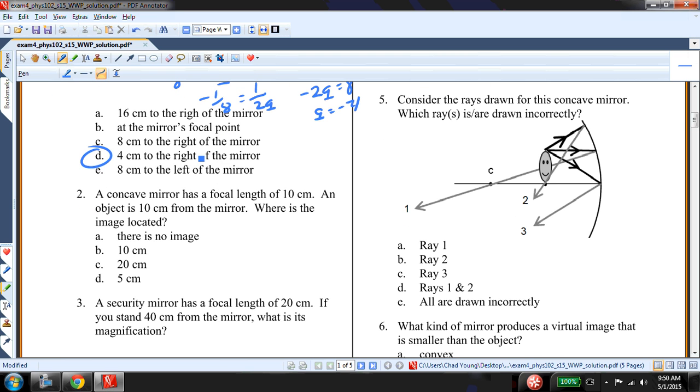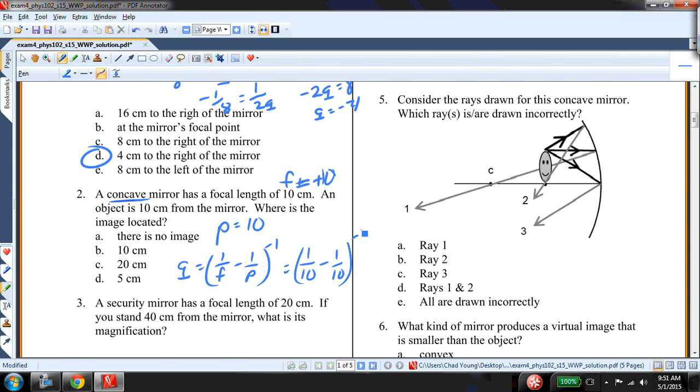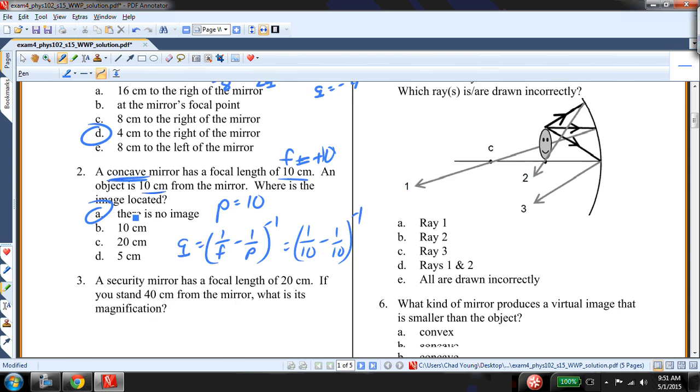So a concave mirror has a focal length of 10 centimeters. An object is 10 centimeters from the mirror. Where is the image located? So I want to know Q. This is F. It's concave, so it is positive 10. The object, P, is equal to 10. I just want to know Q. 1 over F minus 1 over P, that's 1 over 10 minus 1 over 10, to the inverse. That means that there is no image. Look, it's a concave mirror. Focal length is 10. The object is at 10. The object is at the focal point. No image is produced by that mirror. So A is the right answer.